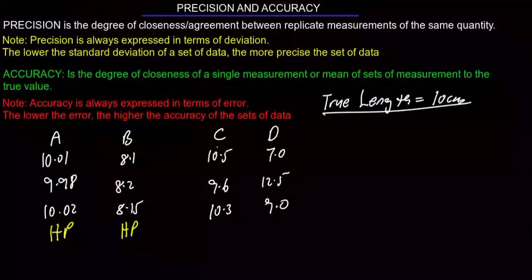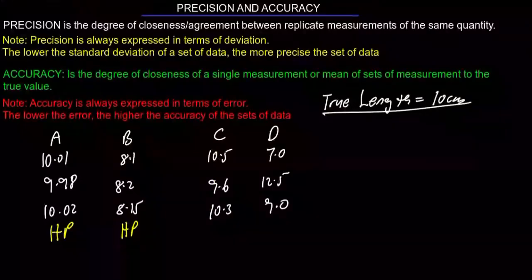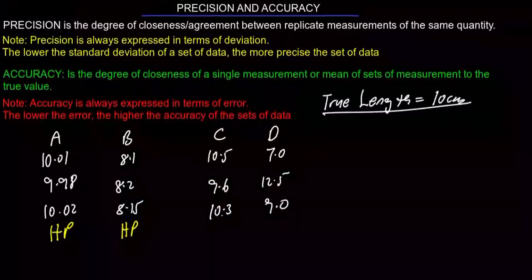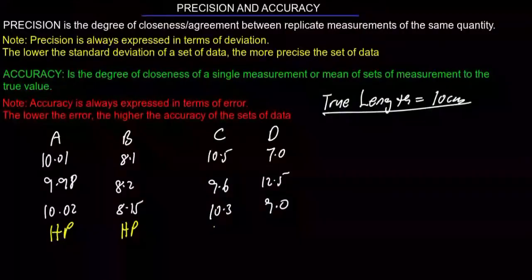But look at C. If you observe, by the time I just find the difference between this and this, let me say I have 10.5 minus 9.6. What do I have? 0.9. Very, very far. So C compared to the other one has low precision because the values are very, very far.